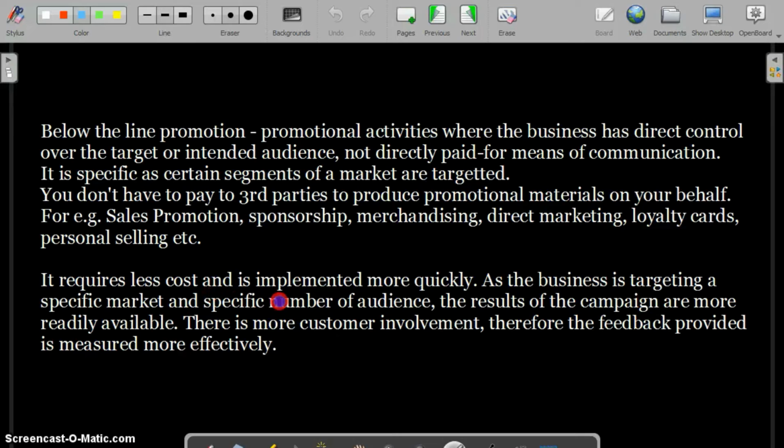So it requires less cost and it's implemented more quickly. The business is targeting a specific audience, specific number, specific market, so the results are more readily available. You don't have to wait for a month or that much time to get the result. The results are readily available, so you can directly start working on it ASAP. There's more customer involvement, therefore the feedback provided is measured more effectively. You easily understand what customers' likes and dislikes are, and you can work on that product effectively. So that's about below the line.